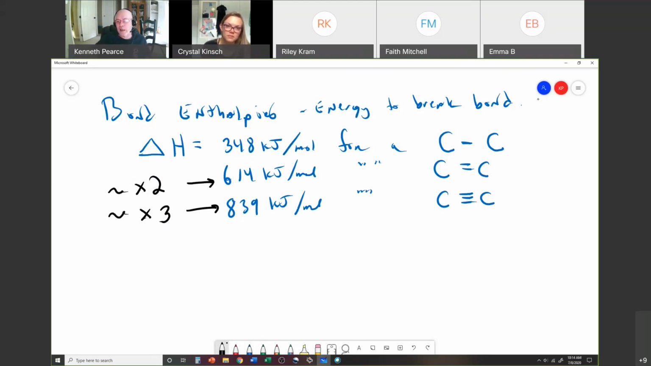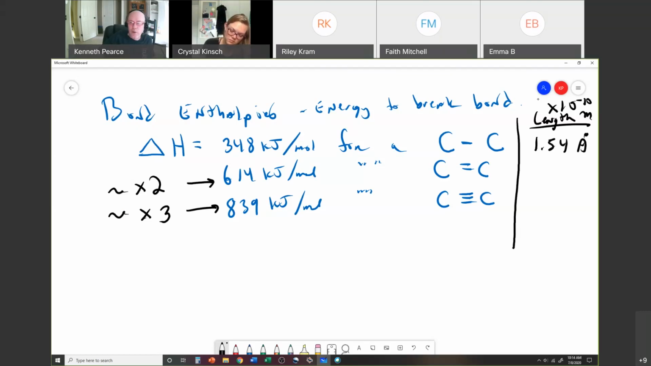However, for bond lengths, how long, the length, and this is times 10 to the minus 10th meters, by the way, that's something called an angstrom. And it goes, for no particular reason, 1.54 angstroms. And this is 1.34 angstroms. And this is 1.20 angstroms. An angstrom being 10 to the minus 10th. An angstrom is 1/10 of a nanometer.